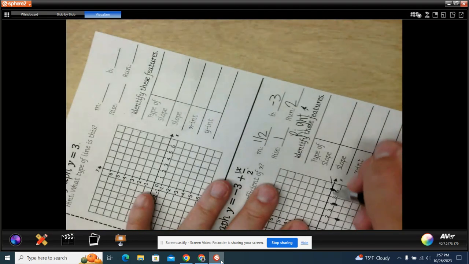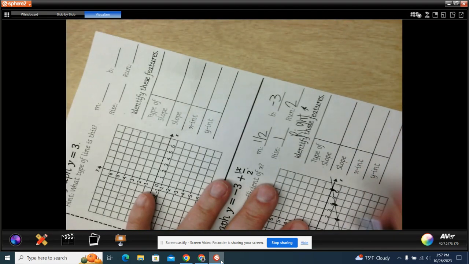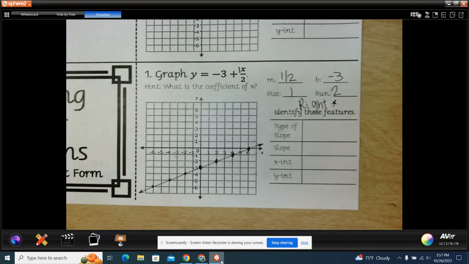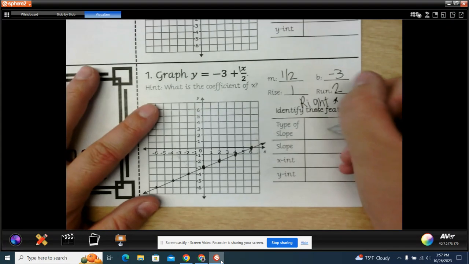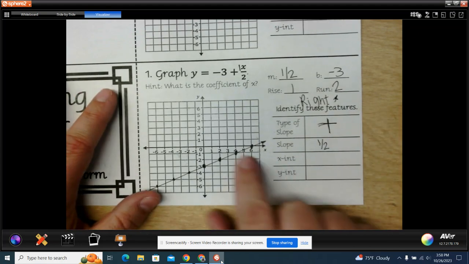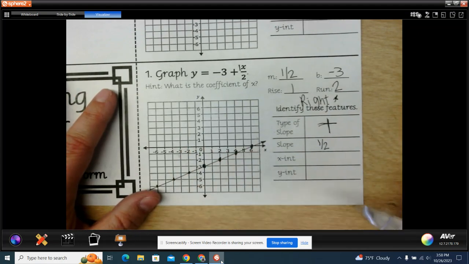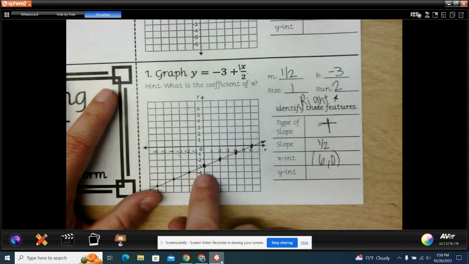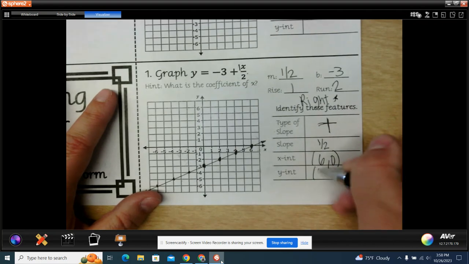All of these lines are going to be diagonal. So when you do the opposite, you will realize if you have messed up or not. For the type of slope, this is going to be a positive slope. Our slope is 1 over 2. Our x-intercept is where it crosses the x-axis, and that crosses at (6, 0). And then our y-intercept is where it crosses the y-axis, which is (0, negative 3).